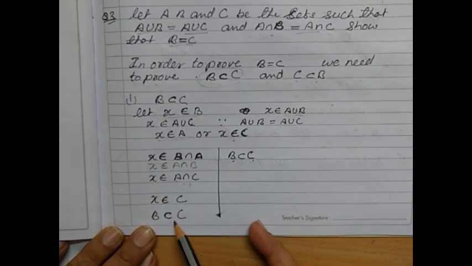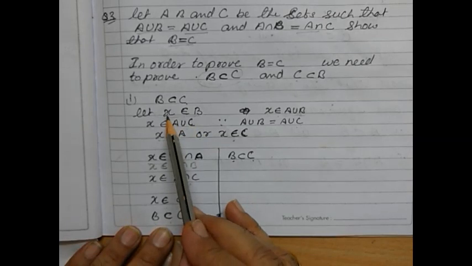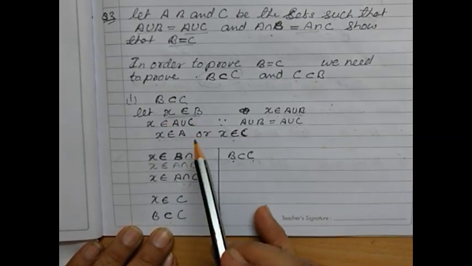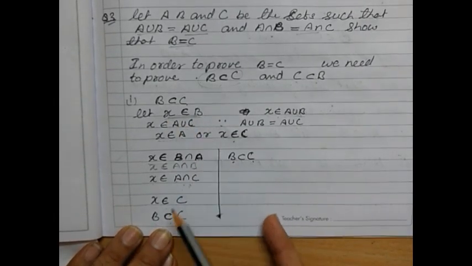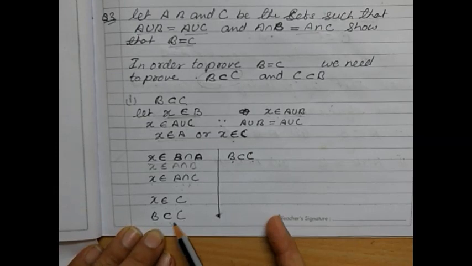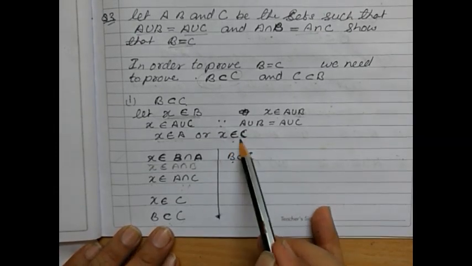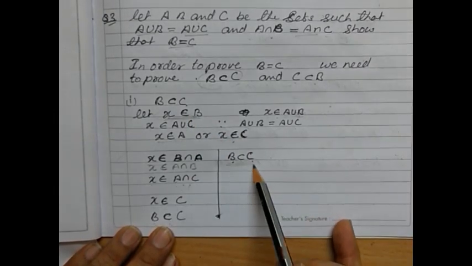Here you see that B is a subset. How is it a subset of C? Because here we have taken what? X belongs to B, and here we say X belongs to C. So when it is belonging to B, it is belonging to C. That means B is a subset of C. And if X belongs to C, so here we say that B is a subset of C.